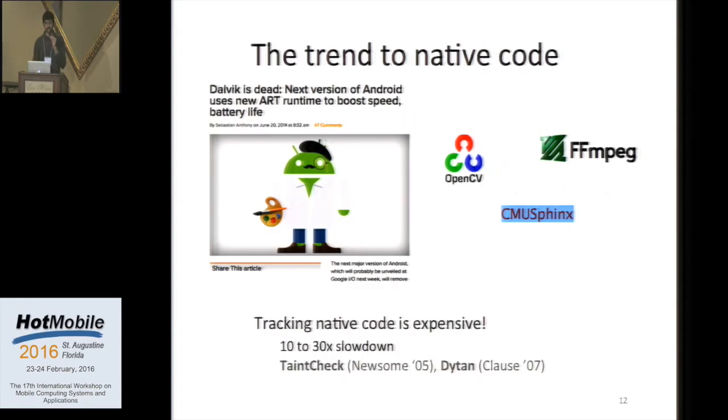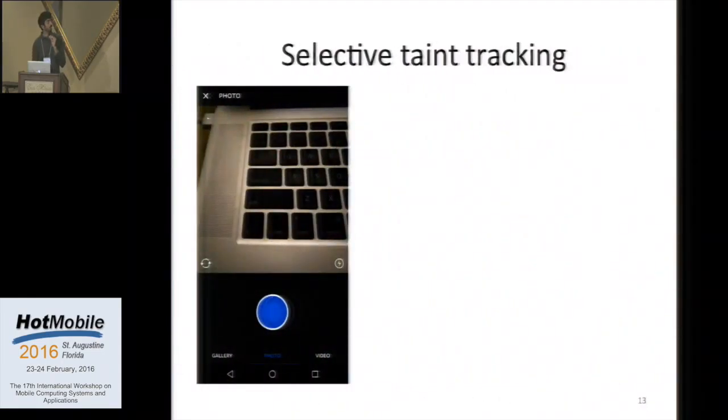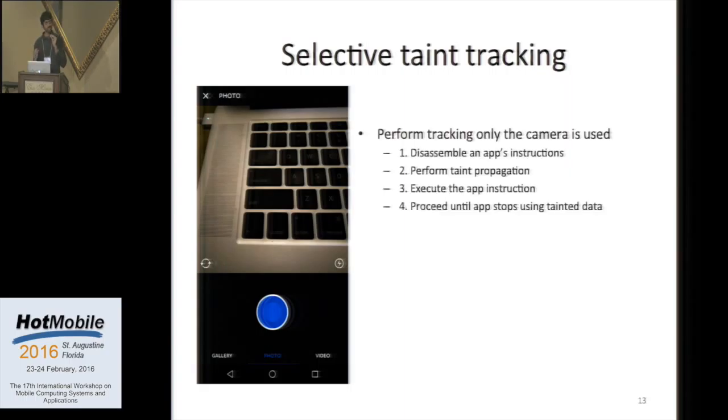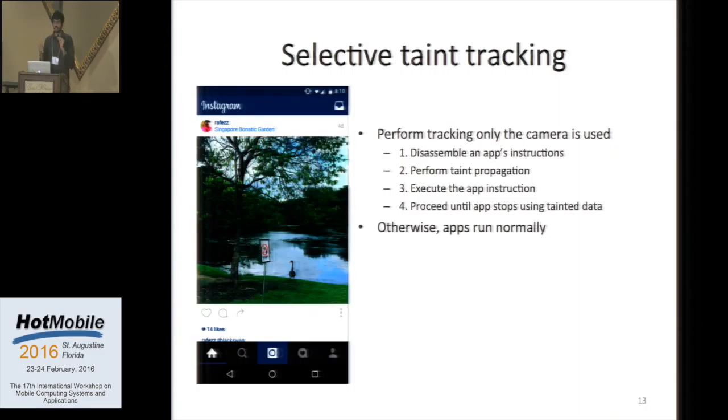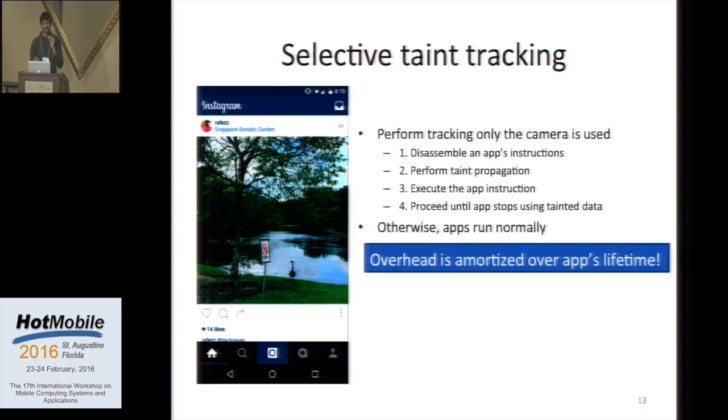Let's go back to our Instagram example. Here I was only interested in tracking how the camera is used. So there's an intuition there that if I want to track how the camera is used, then I only need to do so when the camera is actually used. Otherwise, if I'm just browsing pictures on Instagram, then I should not run taint propagation, or do any taint tracking and incur the overhead of doing so. So the key insight is you take the overhead that hopefully happens in limited portions of the app's runtime and amortize it over the app's entire lifetime.